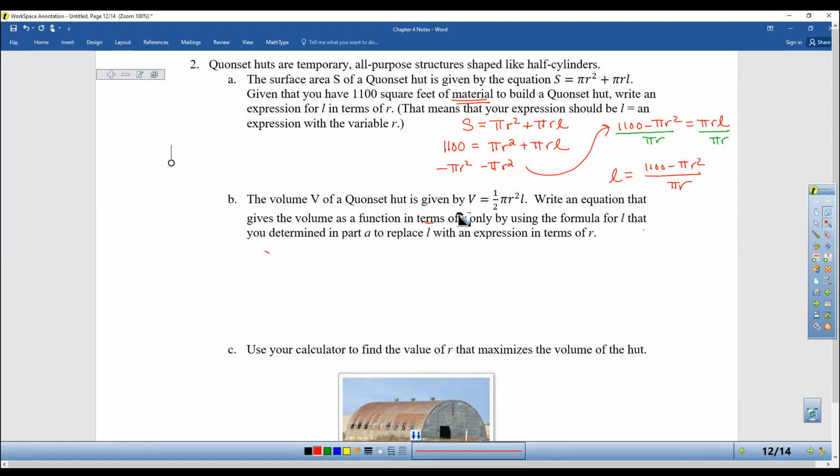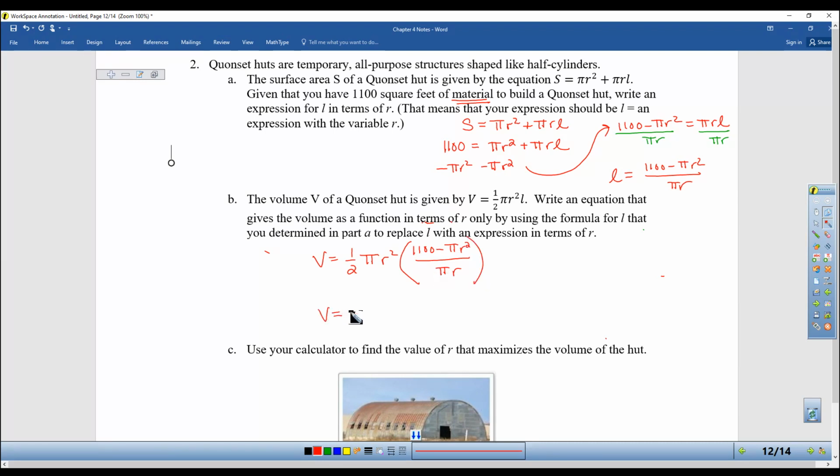Now it says that the volume of a Quonset hut is given by this equation. Write an equation that gives the volume as a function in terms of R only. So right now, volume is a function of R and L. We want it to be R only by substituting in what we just got. So volume is equal to 1/2 pi r squared, and in place of L, I can now write 1100 minus pi r squared over pi r.